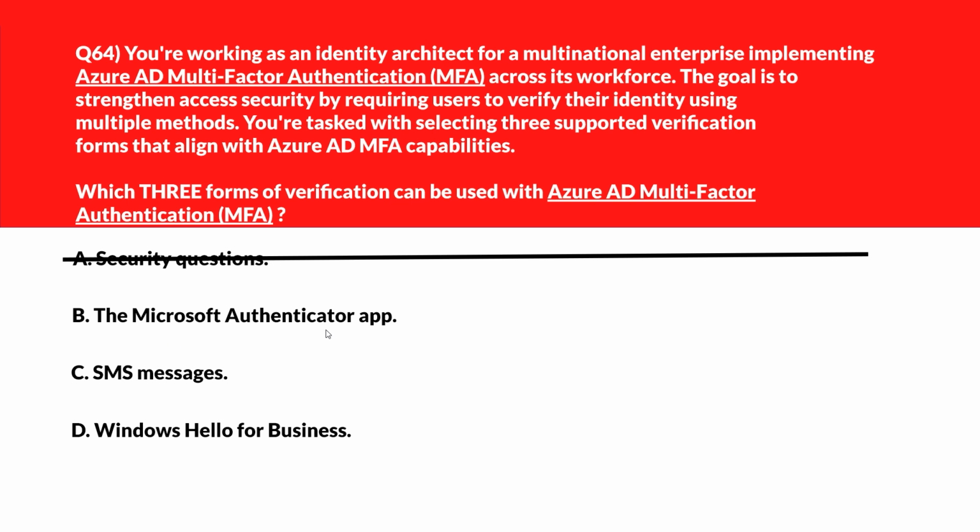B says Microsoft Authenticator app. Authenticator app supports a secure verification method for MFA. Looks good because we all have experience with the Microsoft Authenticator app. This works as multi-factor authentication, right? Looks good. Option C says SMS messages. SMS messages are accepted as a second factor for MFA verification, which we receive via mobile operators. Looks good. We can keep this again.